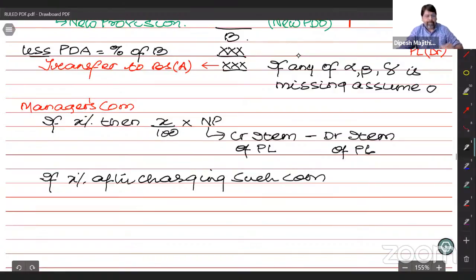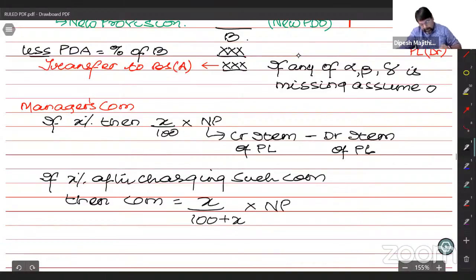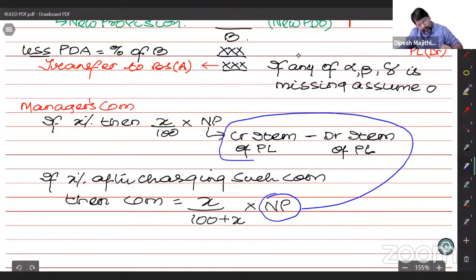such commission, then commission is equal to X by 100 plus X into net profit. And net profit means the same. Same net profit. So write like this.